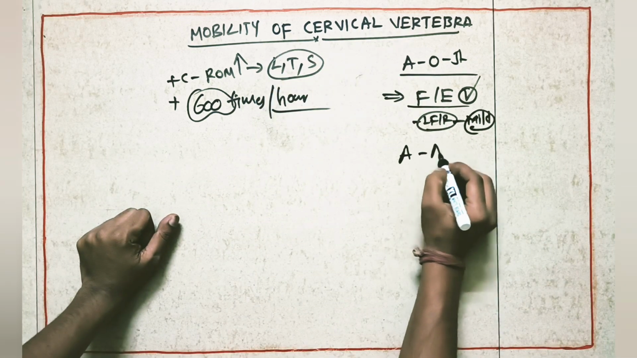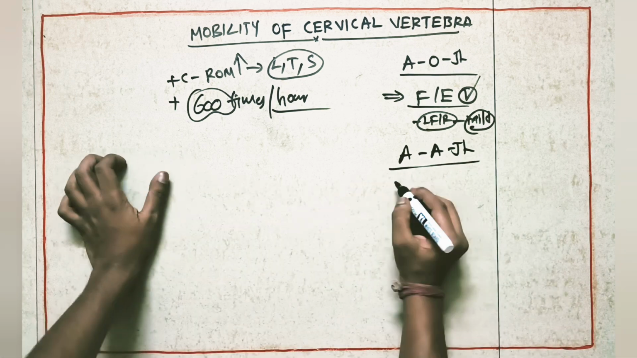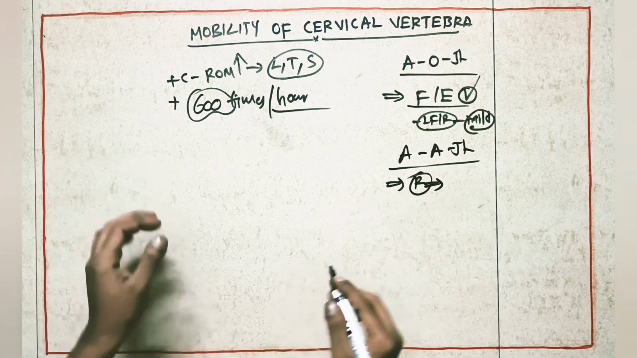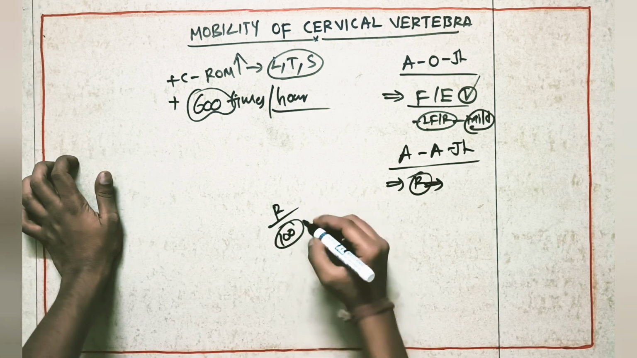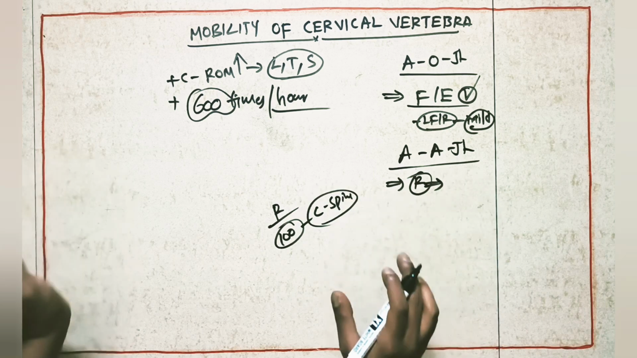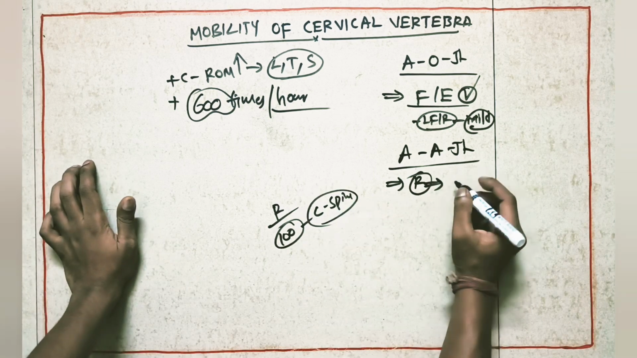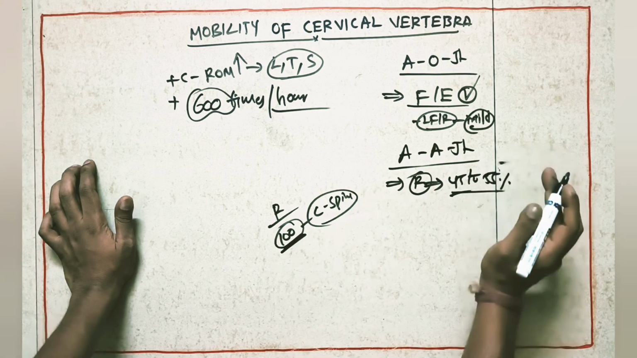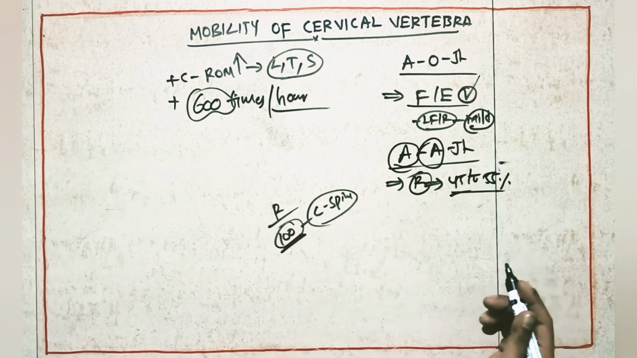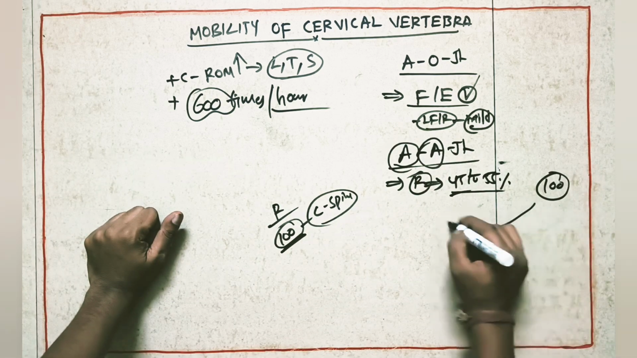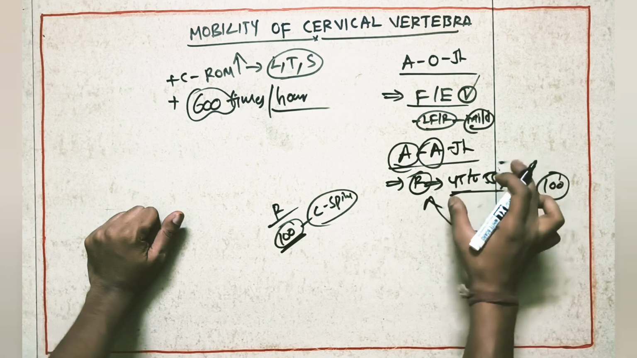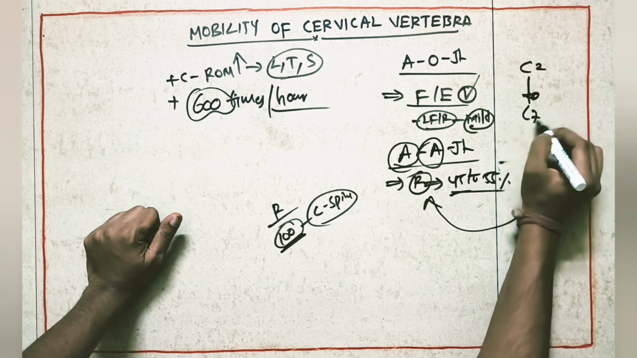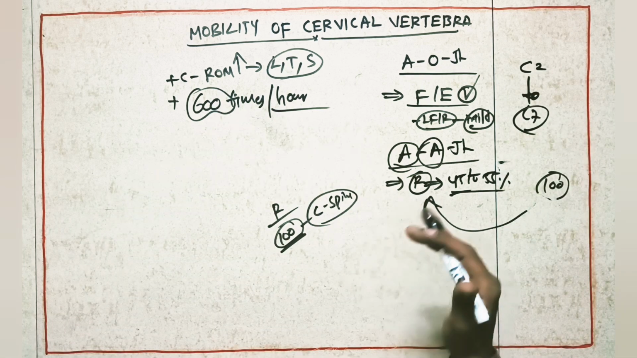And if we take the atlanto-axial joint, we know it is a pivot joint. It is going to provide the rotation movement, purely rotation movement. But how much rotation? If we take rotation movement, 100% of rotation happens in the cervical spine. In the atlanto-axial joint, it is almost 45 to 55% of rotation. So not the complete 100% of rotation happens in the atlanto-axial joint, only 45 to 55%. The remaining rotation will happen from the C2 to C7 vertebrae.